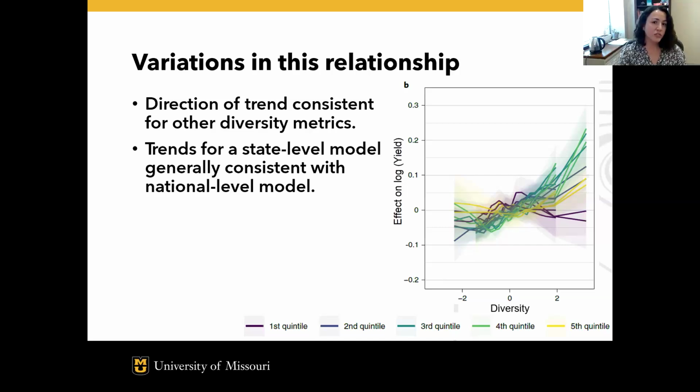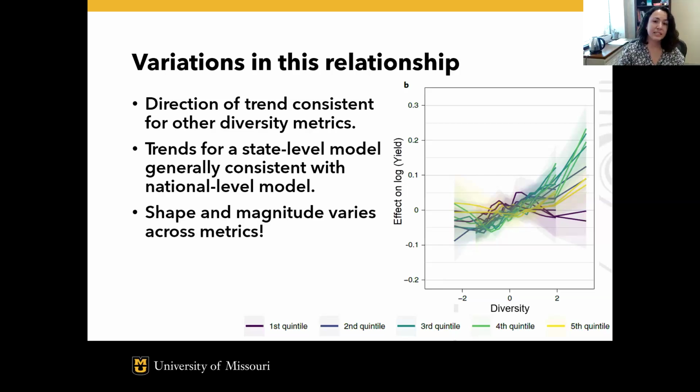In a state level model just for Kansas, we also saw similar kinds of trends as we saw for our national level models. But we did see that then the shape of those curves and the magnitude varies a lot across metrics. In some cases, we saw that the effect then was about 50% less. So we're talking about a 5% maximum increase in yields. It's a pretty big difference.